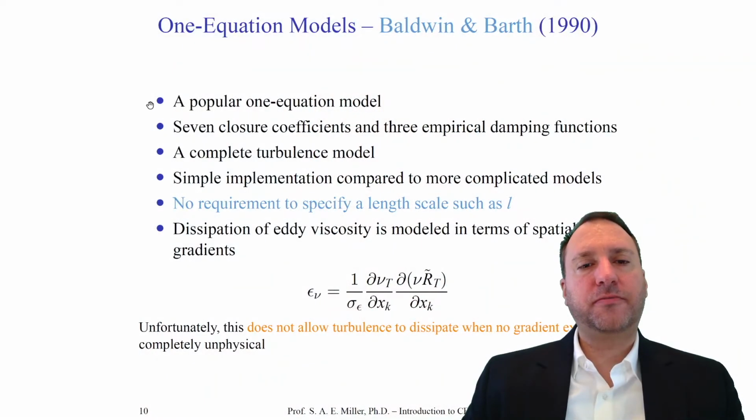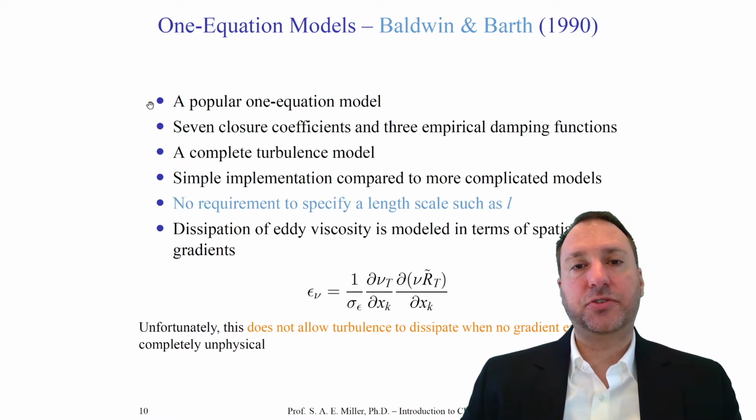The Baldwin-Barth model today is less popular than it used to be in the 90s and 2000s. It's been replaced by more advanced models, but it's still in use in many codes. It is one popular one-equation model. It contains exactly 7 closure coefficients and 3 empirical damping functions.